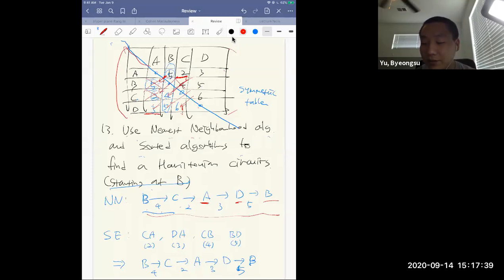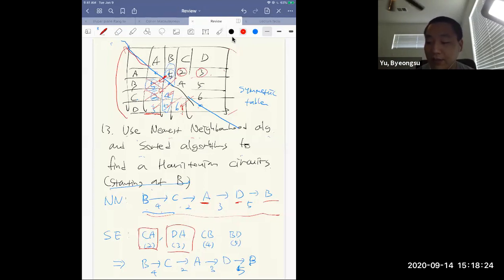And if you use the sorted edge algorithm, then first of all, you need to pick the smallest number in the table. I just deleted some of the lines because it seemed not nice to see. So it should be 2, it should be 4. Here 2 is the smallest number, so you need to choose the edge CA, right? And the next smallest number is 3, so you can choose DA.